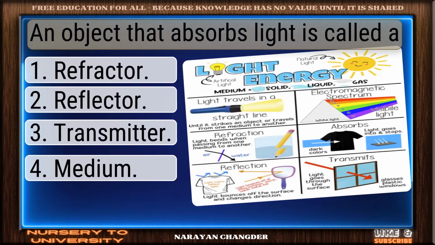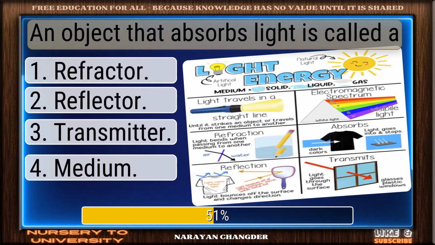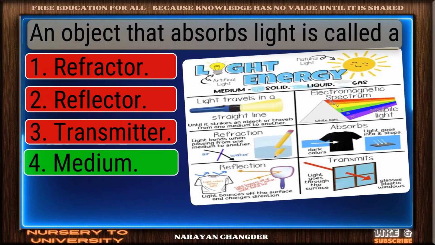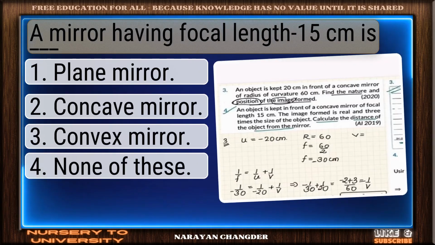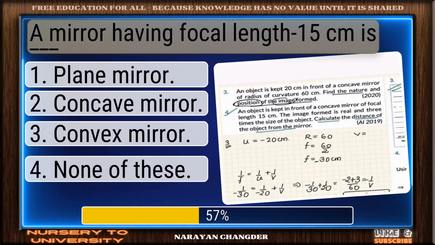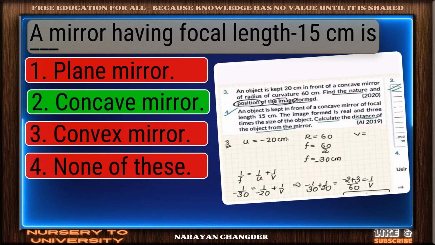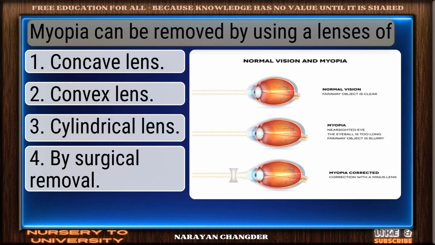An object that absorbs light is called a... Nice work. You chose medium and it is correct. A mirror having focal length 15 cm is dash. Correct. Concave mirror is the right answer.